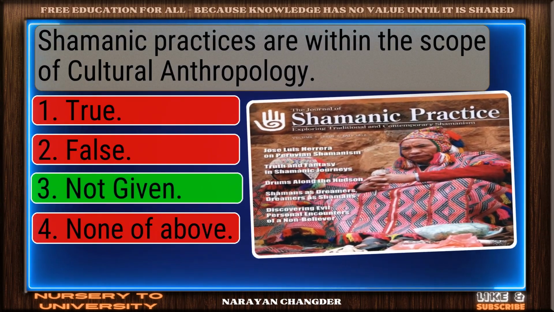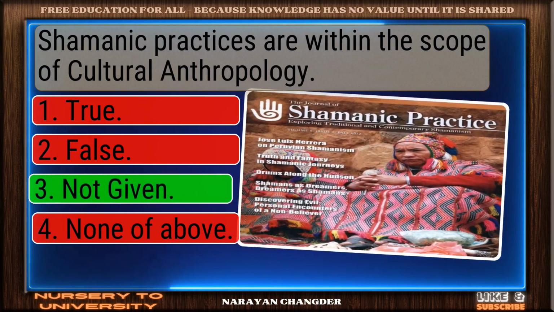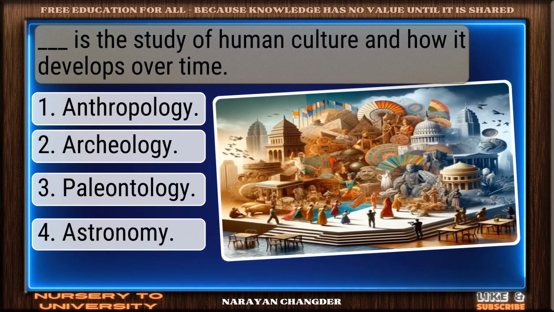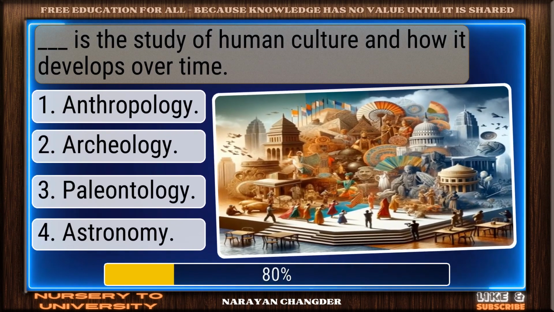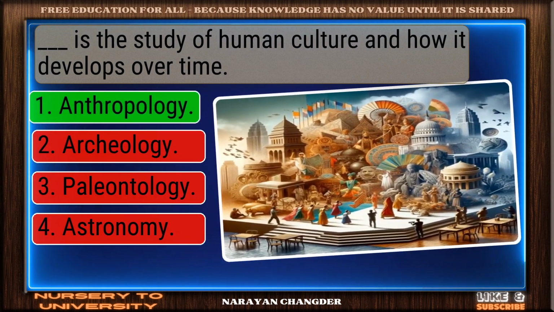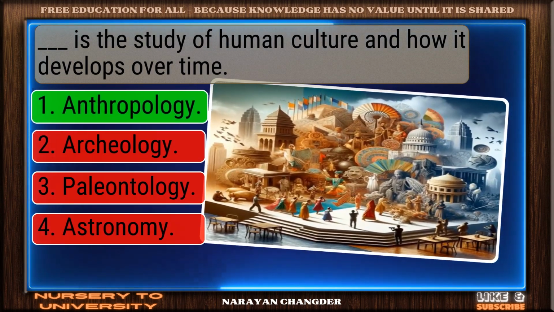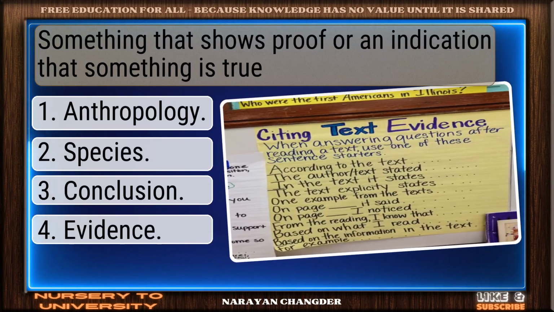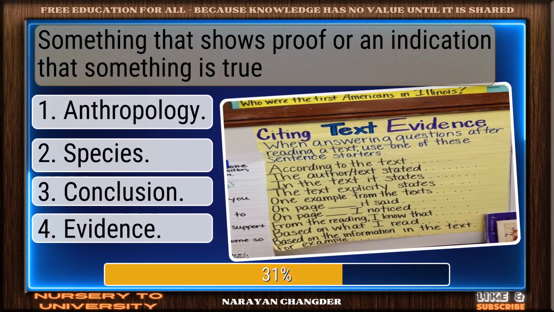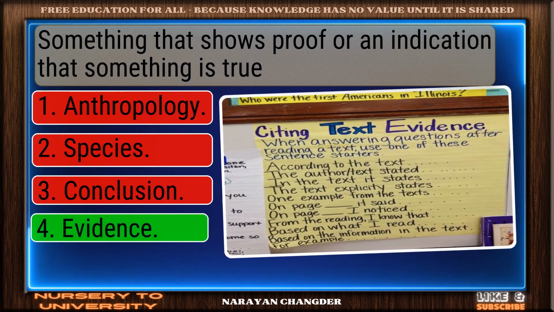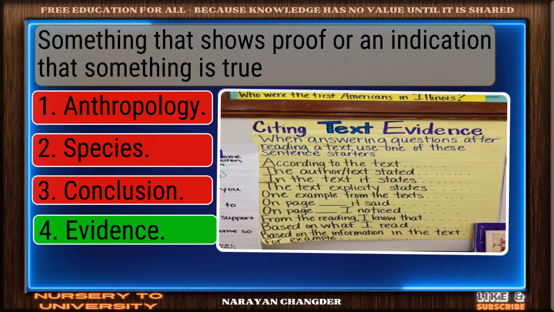Smart pick. Not given is the correct choice. Dash is the study of human culture and how it develops over time. Well done. Anthropology is the right choice. Something that shows proof or an indication that something is true. Great thinking. Evidence is the right choice.